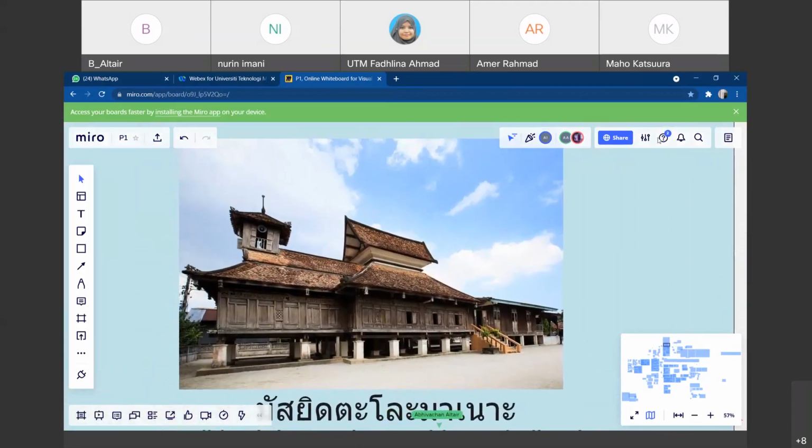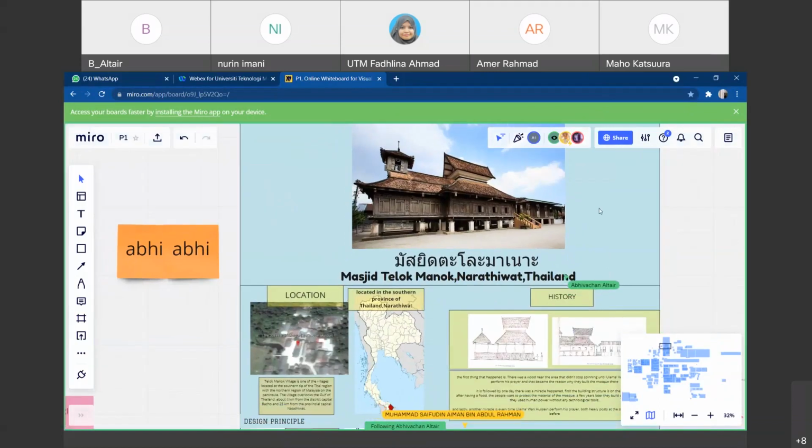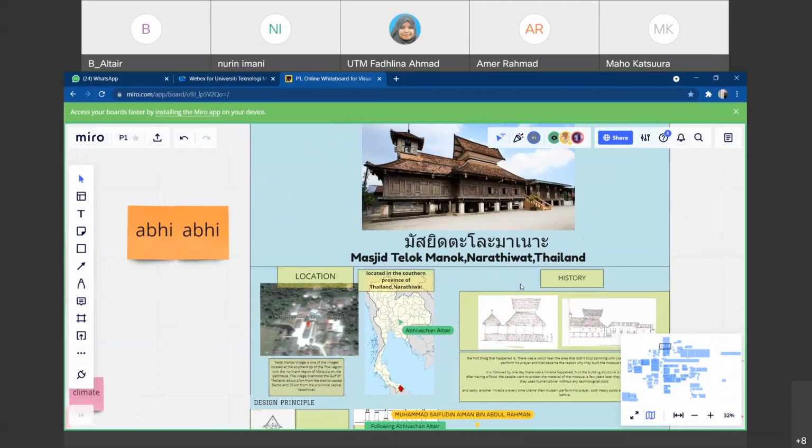Okay, so good morning, Dr. Fat and my friends. I will be the first representative to explain my board group. So the building that we chose is the Masjid Teluk Manuk. It is located in Narathiwat, Thailand. And furthermore, I will explain about the location.